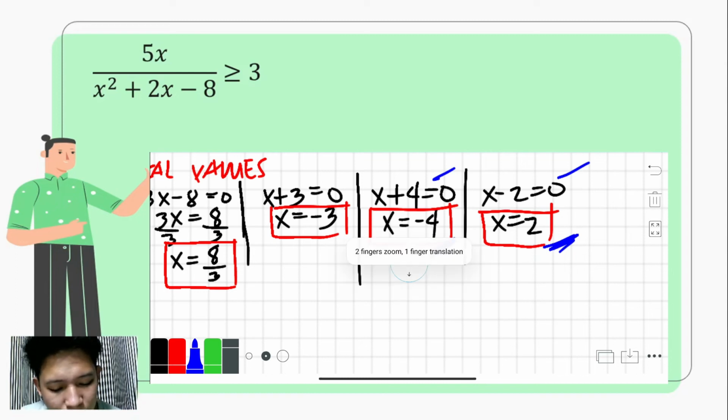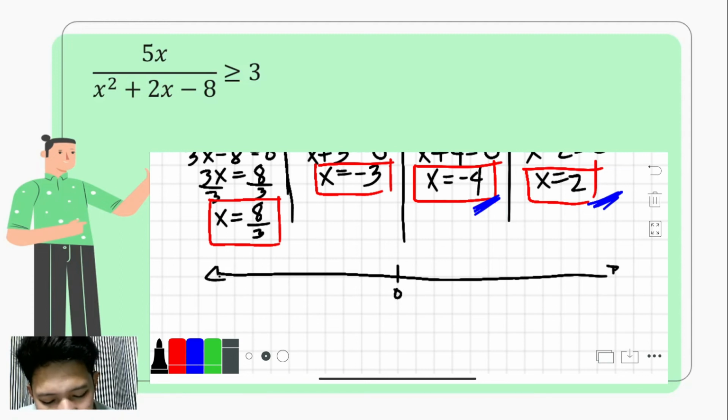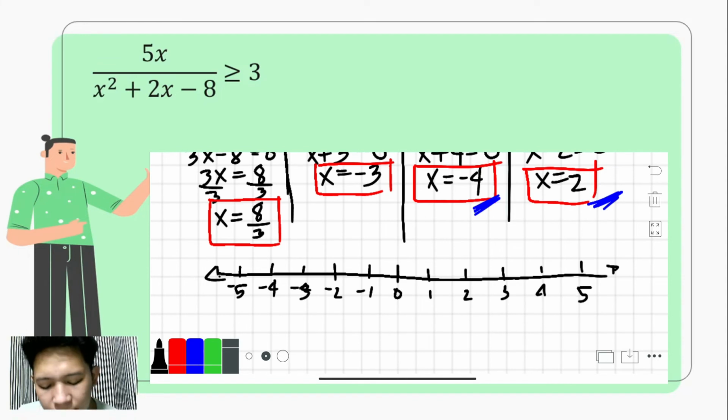Alright? And if we are going to plot it on the number line, we have this one. If this is 0, this is negative 1, negative 2, negative 3, then we have negative 4, negative 5, this is 1, 2, 3, 4, then we have 5. So, plot muna natin si x equals 8 over 3. So, 8 over 3, that's 2.67, so somewhere here. And since hindi siya galing sa denominator, so solid po siya. Alright, so this is a solid dot. Ito po si 8 over 3.